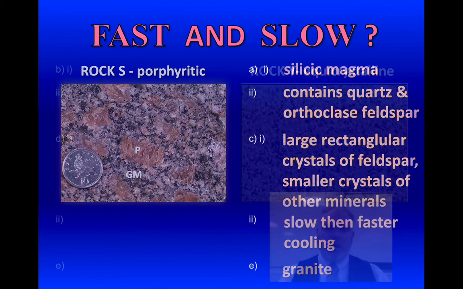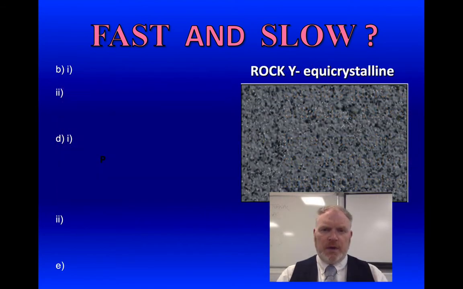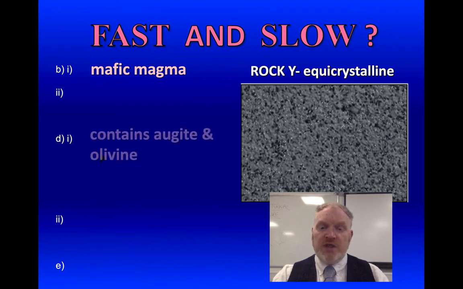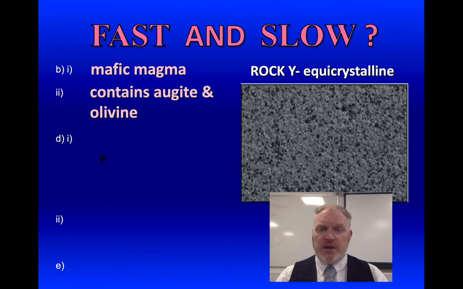Anyway, if we now look at rock Y, we describe it as being equicrystalline. We'll come back to that in a moment. So the magma in this case is mafic. And the reason we know that is from the minerals that are in it, we've got augite in there and we've got olivine. Those two minerals are mafic minerals.